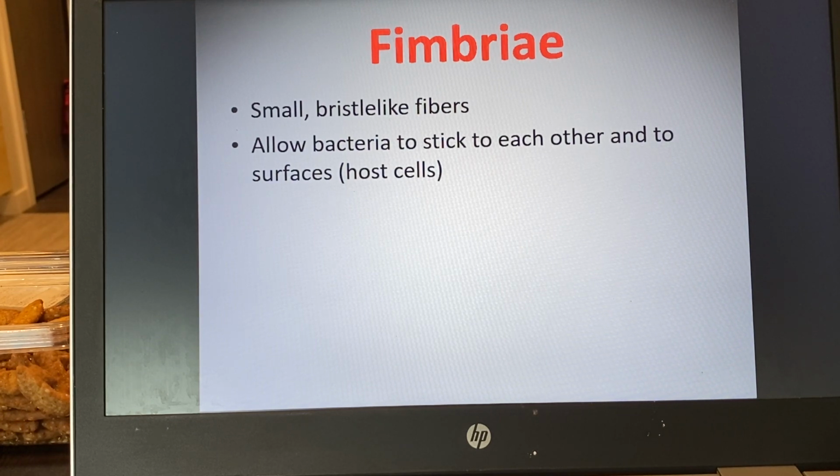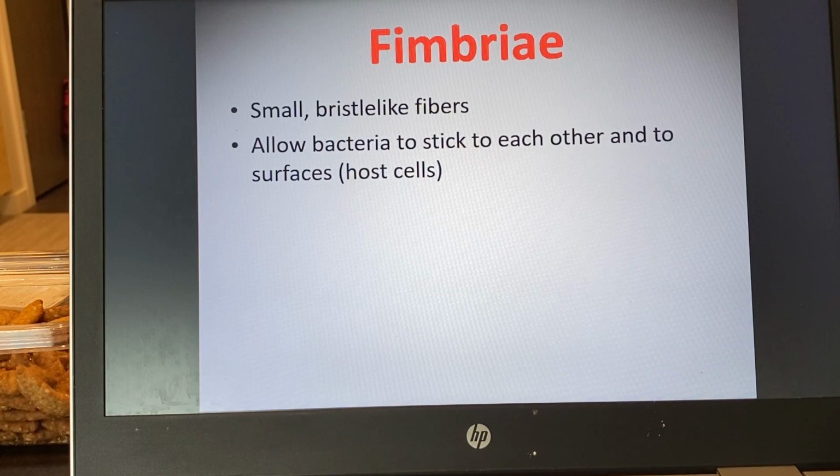It also is the first way that bacteria stick to your cells. When you potentially get bacteria, let's say in a cut or a wound, they use fimbriae to stick to you before they can start to reproduce and establish an actual infection.